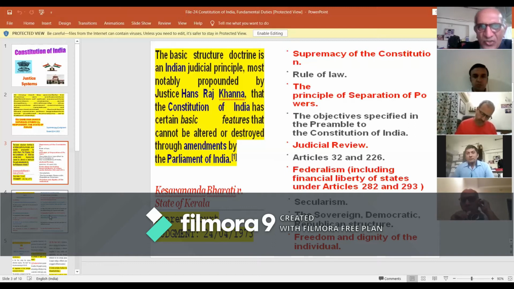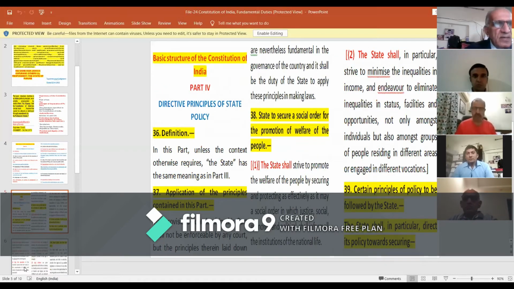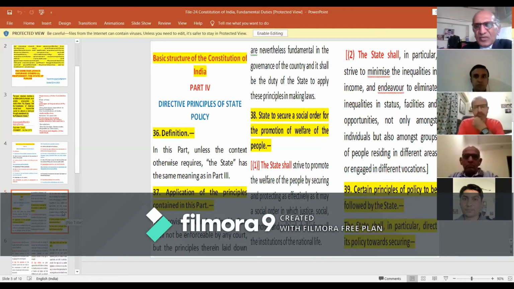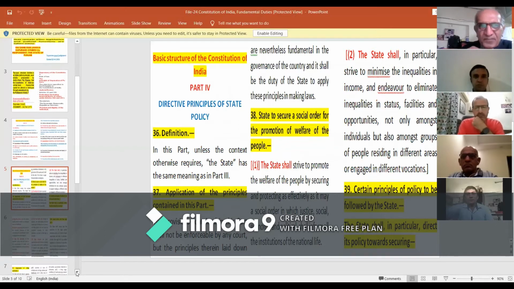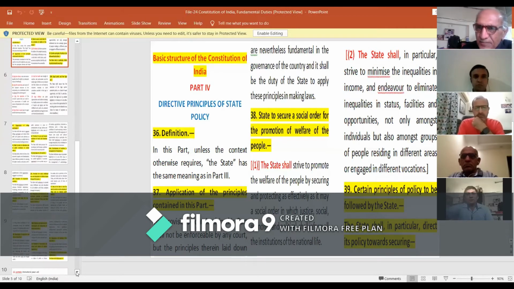Now see what these basic structure values are. The basic structure values are being defined, and these values have been enlisted. We will be coming to it. But before that, let us see that we have been through the preamble. We have been through the fundamental duties. And also there is a chapter of directive principles of state policy.